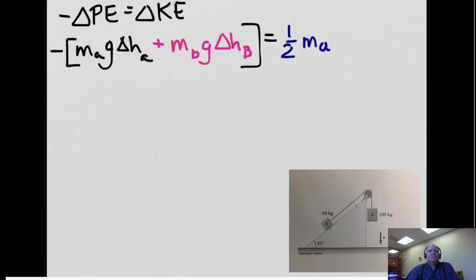Now I don't have to put delta V because it's going to start at 0. So I'm not going to put delta V. Cool. I'm just going to put the V that it has at the end. Cool. And the same thing is going to be true of object B.